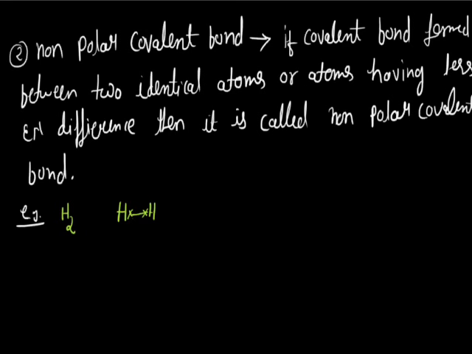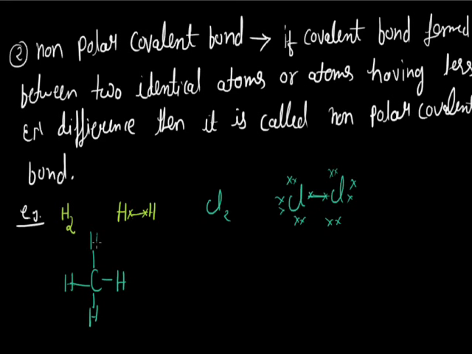Similarly, if we take the example of the Cl2 molecule, Cl has 7 valence electrons, and the next Cl also has 7 valence electrons. They share 1 electron to complete their octet, but this shared electron remains between both Cl atoms. So we can say this bond is a non-polar bond. And as we already discussed, in CH4, although the bond is formed between two dissimilar species, the EN difference is very small. That's why it is a non-polar bond.